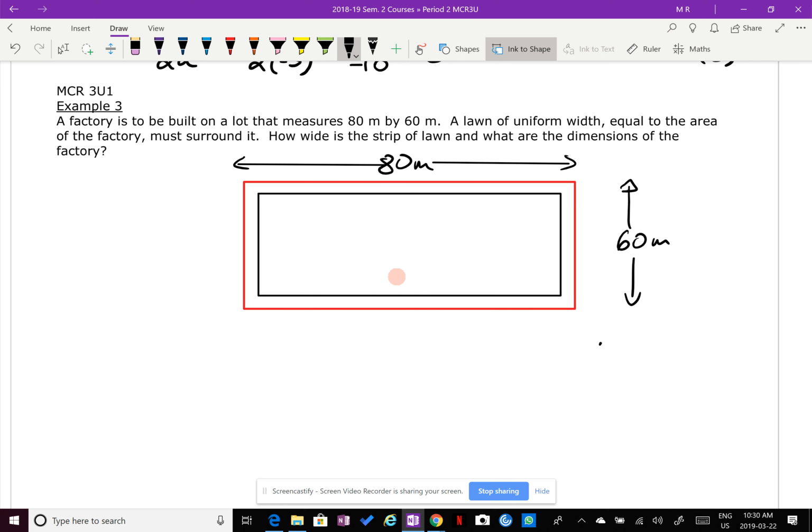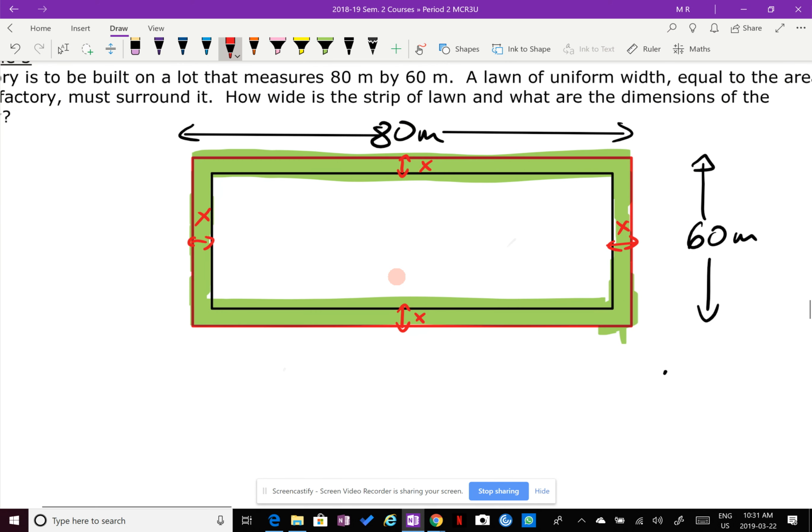Okay, there we go. So there's my lawn. My lawn is going to be this part here. Make some nice grass. And the width of that lawn, it has to have a width, so I'm going to give it a width of x. It's uniform. The word uniform means the same width all around. So x all around, like that.